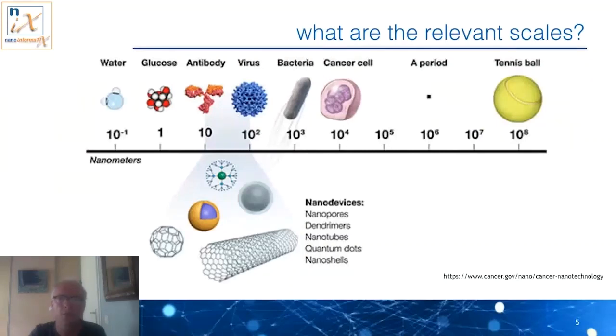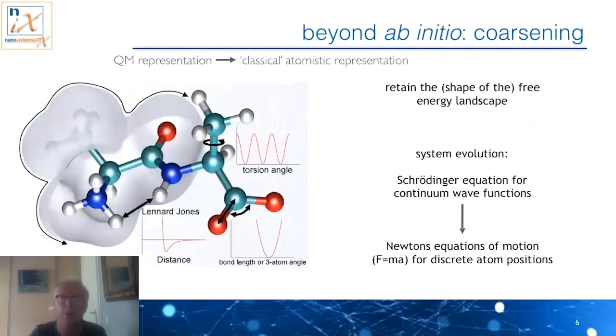But if we go to continuum mechanics, where you can describe the behavior of a tennis ball, for instance, or even larger systems, then you lose the molecular resolution. So that is also not what we want. So we have to come up with something new. And how do we do that? Generally, we do that by coarsening.